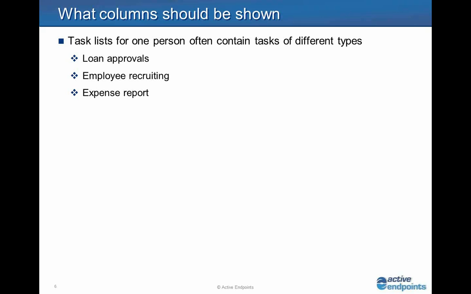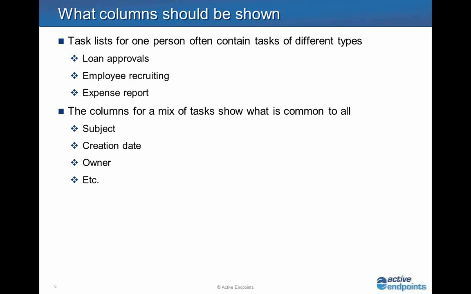All of these things have different information about them. So when you've got a list of open tasks, there's only a few things you can include in the columns, like the subject of the task, when it was created, who's the current owner, that kind of thing, because that's the sort of thing that can be shown for any kind of task. But often, when you're organizing work, you probably have a bunch of tasks that are of the same type.